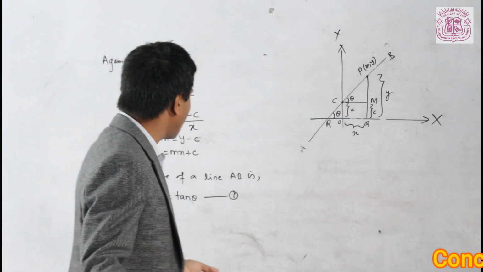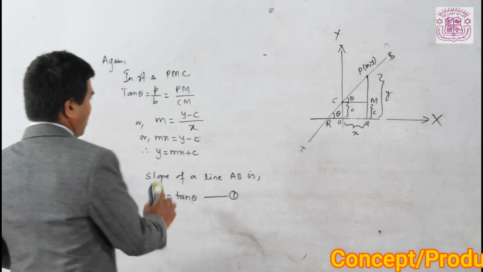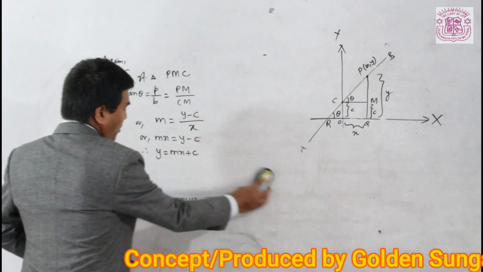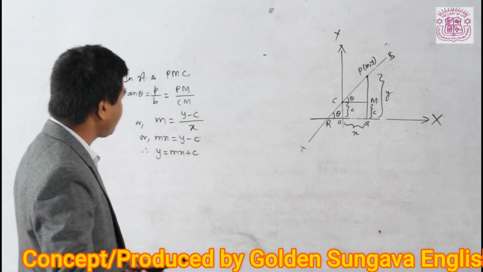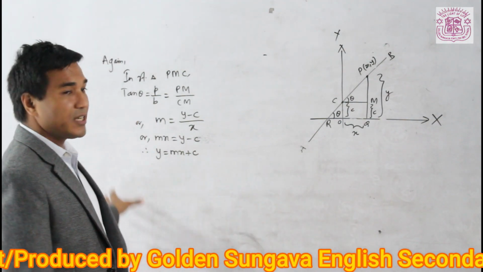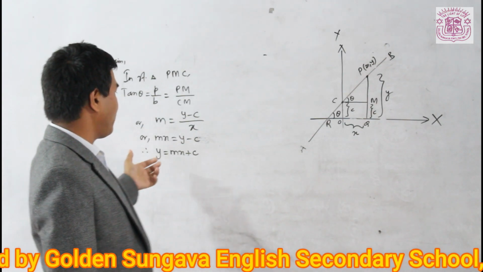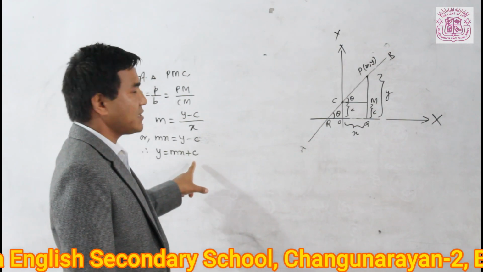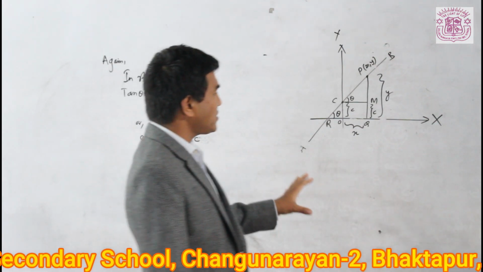Okay, we are going to do some examples over here using this formula, y equals mx plus c. So this is the general derivation for the equation of a line having slope m and y-intercept c. Have you got all of this?